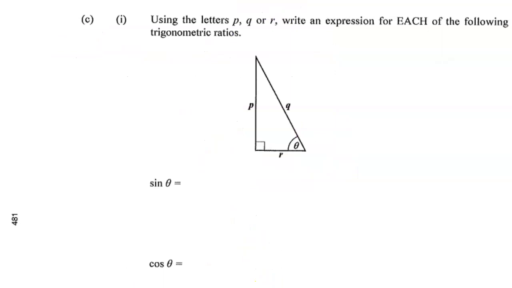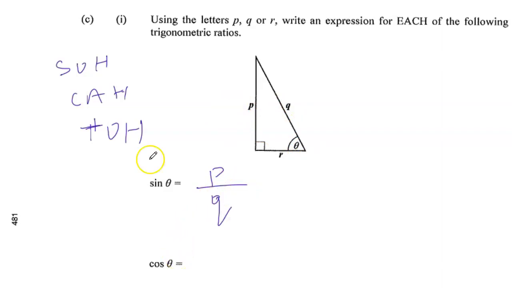Using the letters P, Q, R, write an expression for each of the following trigonometric ratios. We have a right angle triangle there. Hypotenuse Q, opposite to theta, that's P. Adjacent to theta, that's R. So sine, we know the ratios are SOHCAHTOA. So sine is opposite over hypotenuse. So sine theta, the opposite is P, the hypotenuse is Q. Cos theta, that's adjacent over hypotenuse. The adjacent is R, and the hypotenuse is Q.